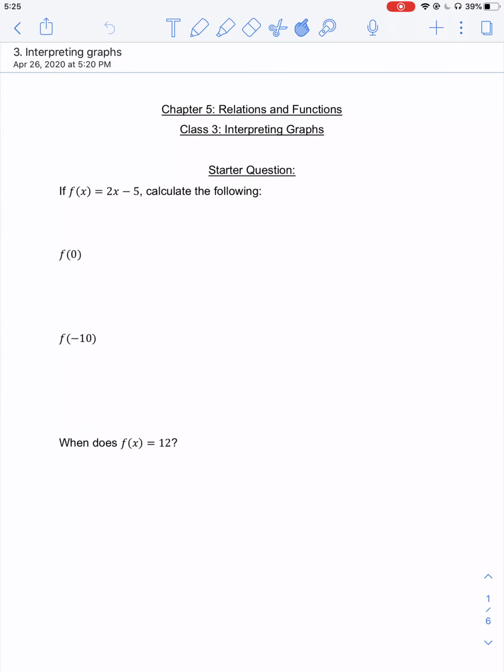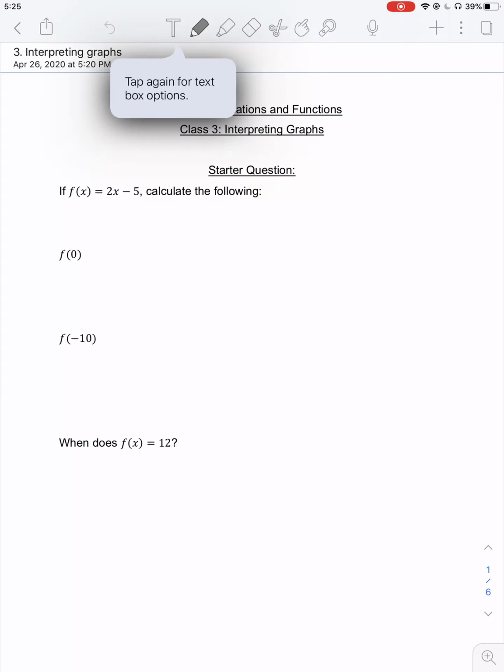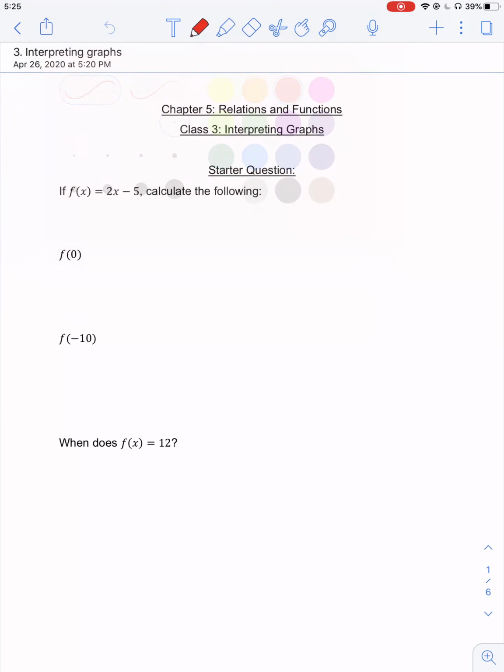Okay, guys, so we're gonna continue working with functions. The focus for today's class will be understanding how to interpret graphs. Okay, so that will be the focus. But before we talk about that, this is something that you've already done. So today's class will be more of a review than anything.